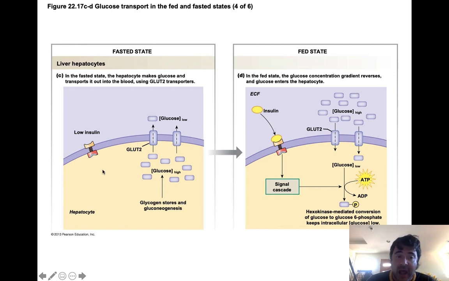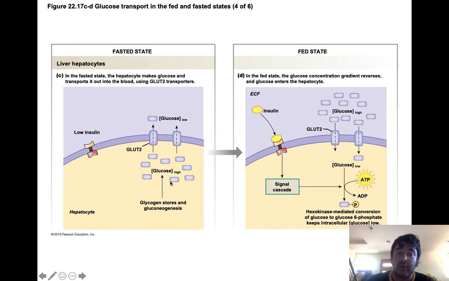So the liver has insulin receptors, right? But these insulin receptors don't actually lead to a pathway that stimulates the insertion of these transporters. These GLUT2 transporters are what are called insulin independent, meaning they're always going to be in the membrane of the cells that they're found in. For this class, know that you find GLUT2 transporters in beta pancreatic cells and in liver cells.